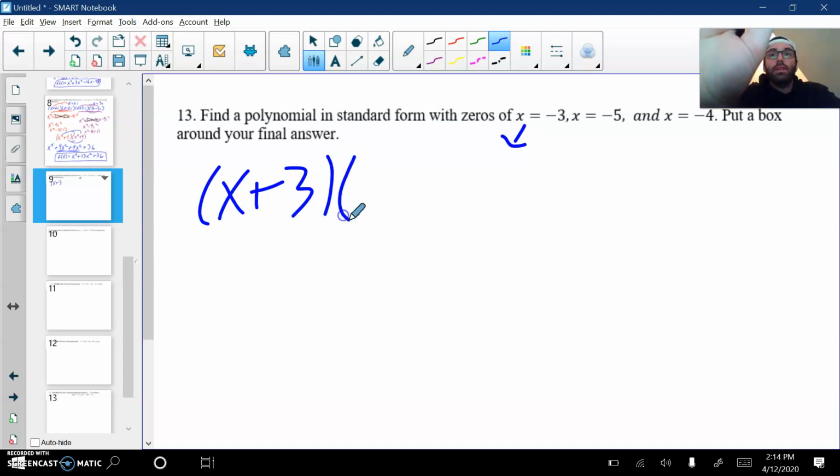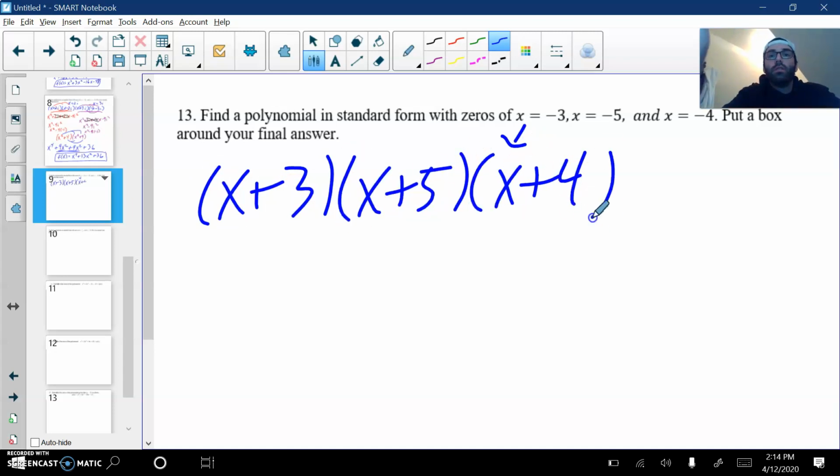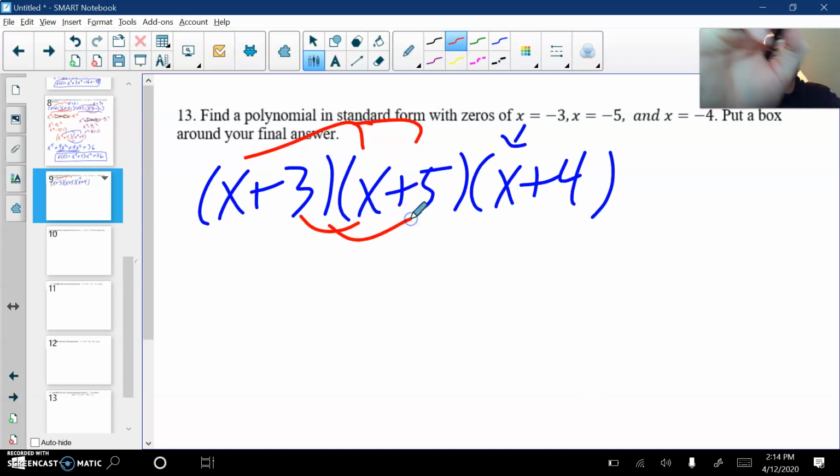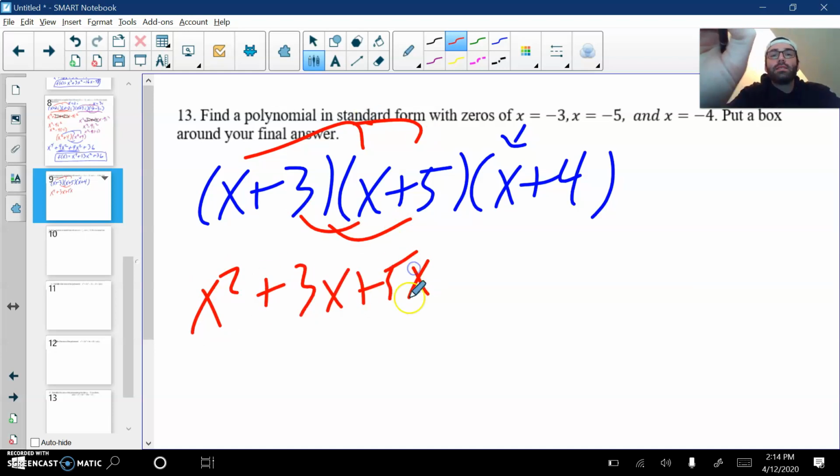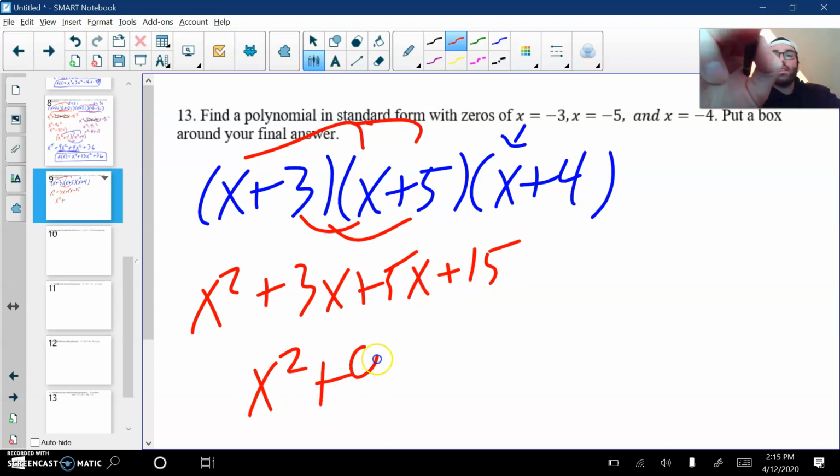So I have x plus 3, x plus 5, and x plus 4. I'm going to FOIL here to get x squared plus 3x plus 5x plus 15. x squared plus 8x plus 15.